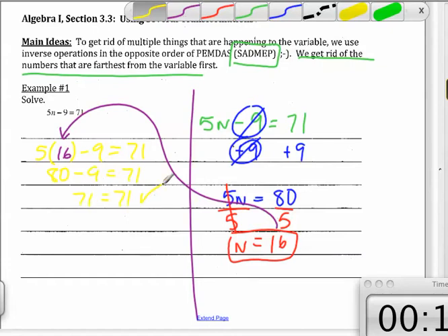Alright, good job. Get rid of the thing that's farthest from the variable. We're peeling away to get down to just the variable, and we do that by getting stuff on the outside, the farthest from the variable first. Okay? Good job, guys.